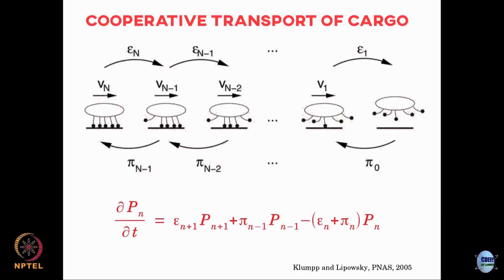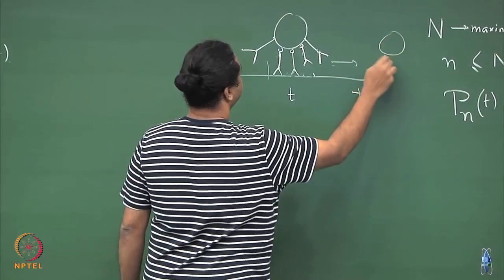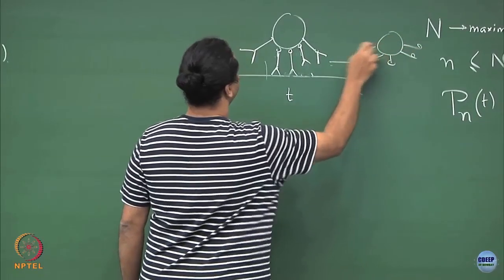Sum over n equal to 1 to capital N. And of course, I know what these Pn's are because I just calculated that. Similarly, you could ask what is the average velocity. And that again is the velocity of a cargo which is being carried by n motors times this probability Pn by 1 minus P0. This I do not know yet, I will have to make some sort of an ansatz for this. Okay. I will come to that later.